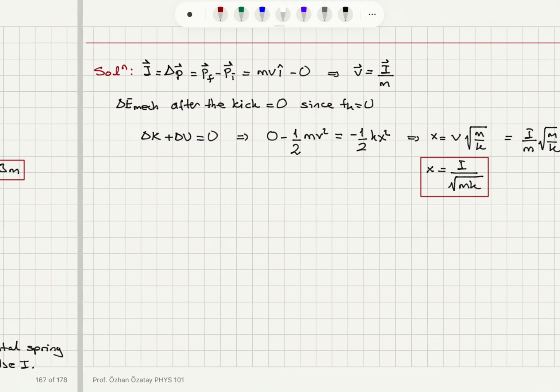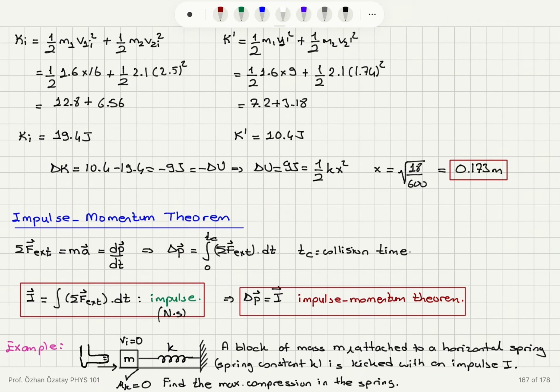Okay, so to summarize, when we don't have linear momentum conservation, we are under the influence of a net external force causing a change in the linear momentum of the system. The net change in the linear momentum is the integral of the net force times dt. If this is a collision process, for example a kick like this one, it is integrated during the collision time. The impulse-momentum theorem is delta p equals I, where momentum is measured in newton seconds and impulse is measured in newton seconds.